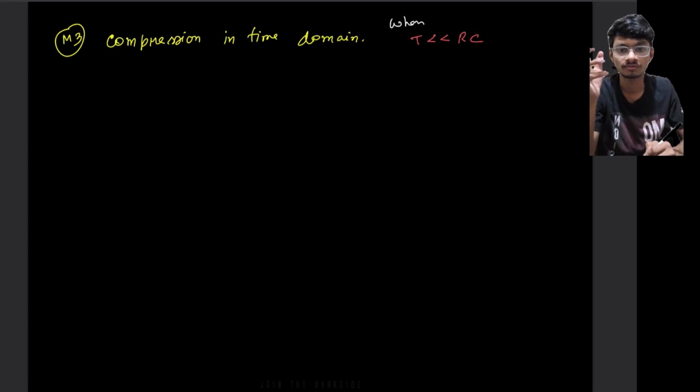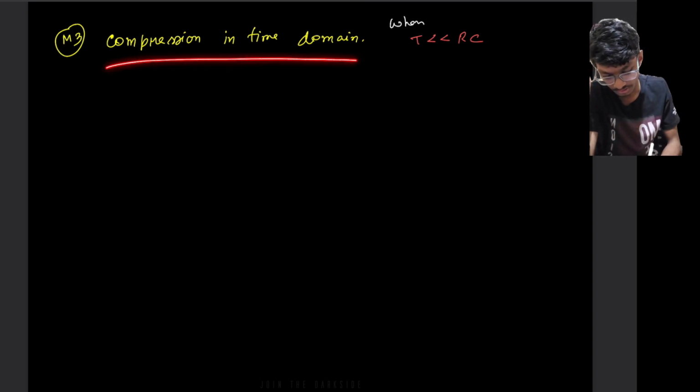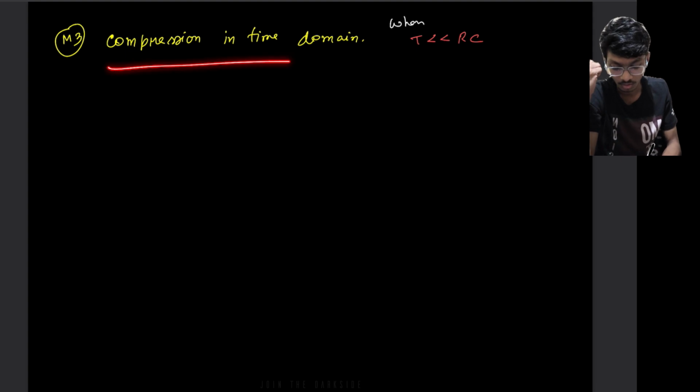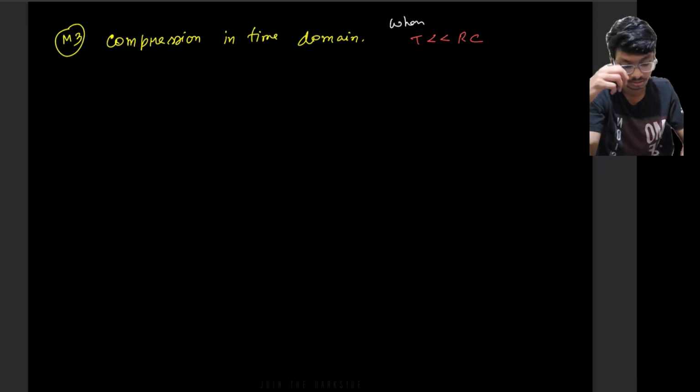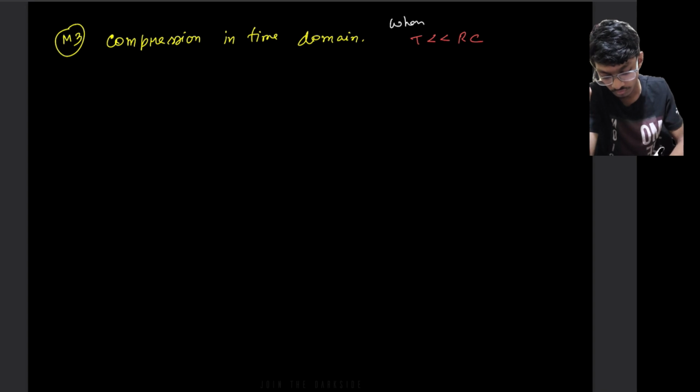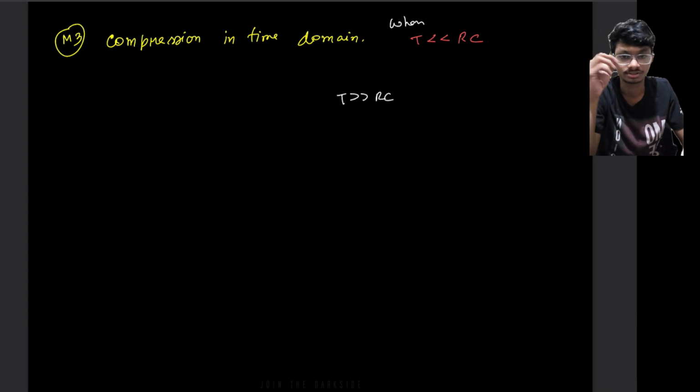So another method for solving this question is compression in time domain. How will this happen? This will happen only when t is much less than RC. This method will work only when t is much less than RC. So for t much greater than RC, the calculation is much simpler. The cap will reach steady state and it again will discharge.